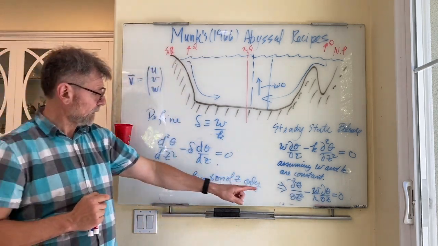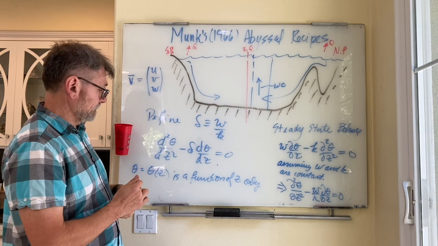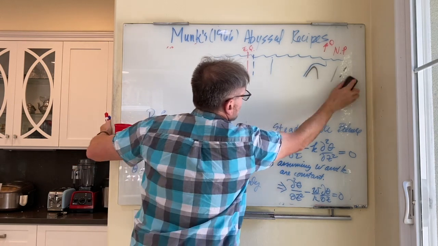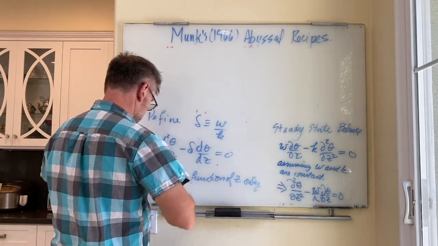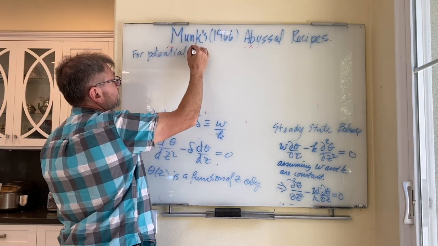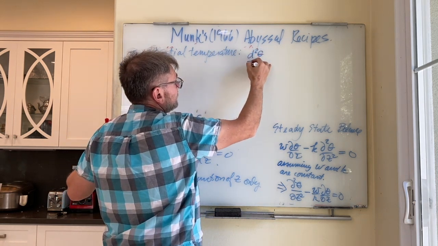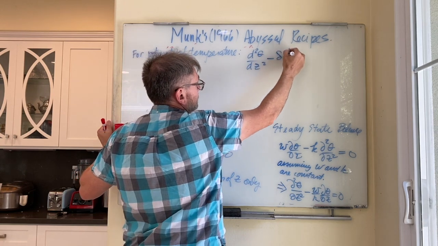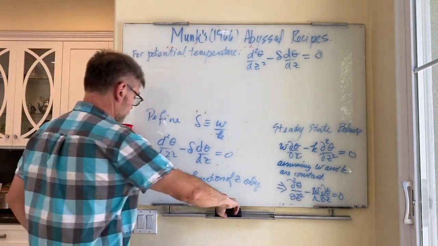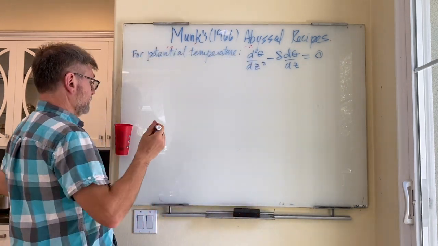So let's copy down this equation so we can remember it, and I'll write down the conservation equation for the radiocarbon, a one-dimensional balance again. So first, let me write down what my temperature balance is. So for temperature, potential temperature, we have d2 theta dz squared minus delta d theta dz equals 0. And now we're going to do it for radiocarbon.